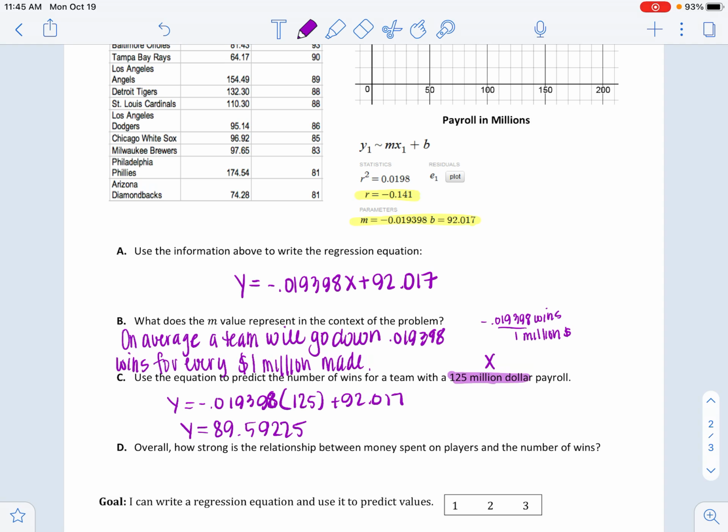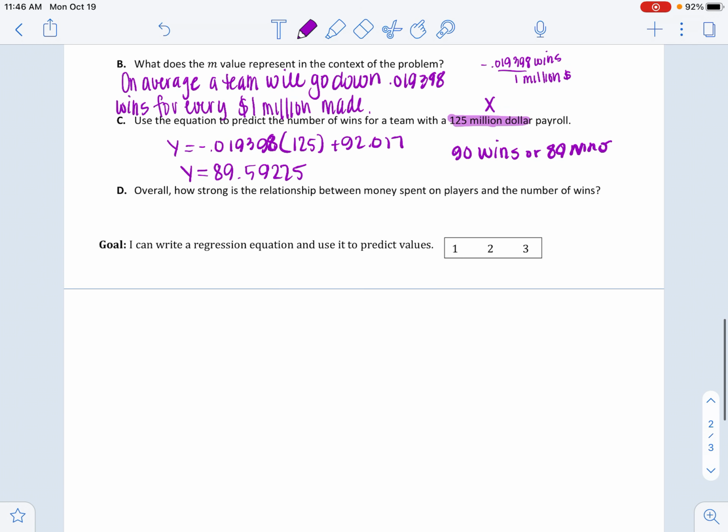So let's make sure we're adjusting this properly. It says use the equation to predict the number of wins. So remember, a win is a whole number, right? So I have to decide if I'm going to say 89 or 90 wins. If you round properly, you're going to say 90 wins. But if you think about it, they didn't quite get 90 wins. So I'll take 89 wins also. I'll take either one because it's not quite 90. They would need a little bit more money to get 90 wins.